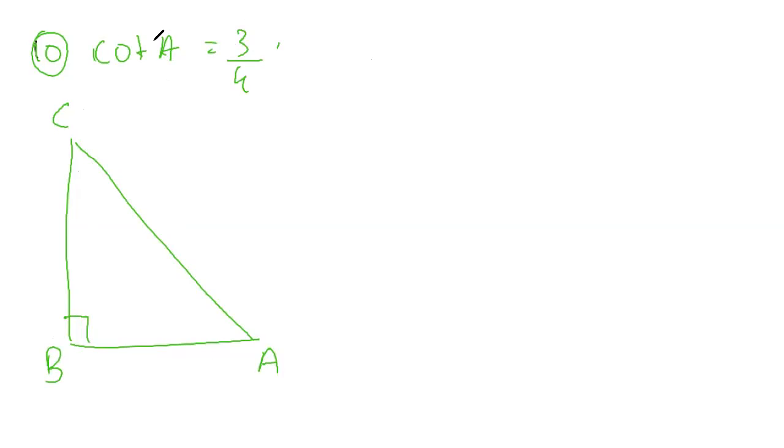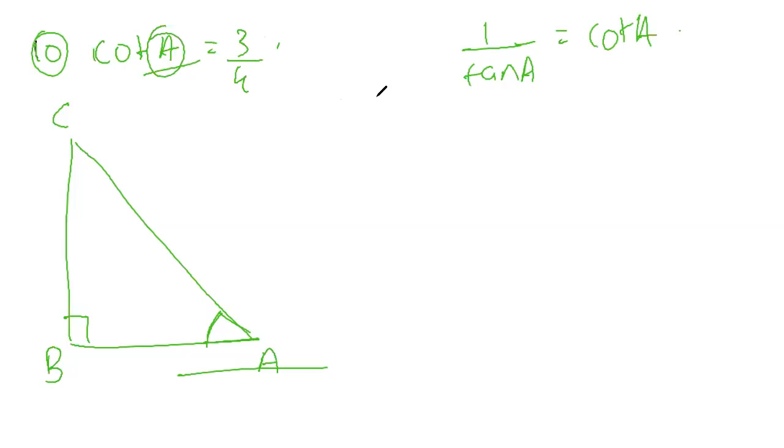The alphabet in cot A is A. The alphabet is trying to tell us that we work with respect to angle A. Now as I've told you before, 1 upon tan A is equal to cot A. So first we have to find tan A, and all we have to do is substitute our values.